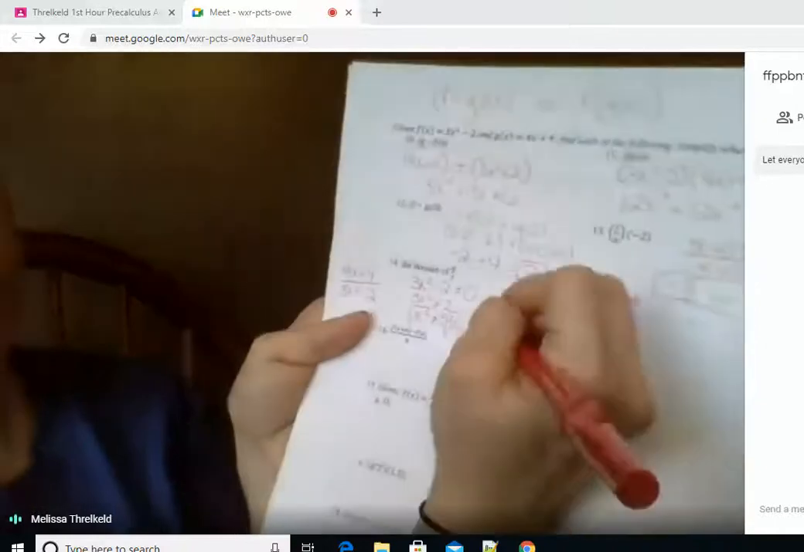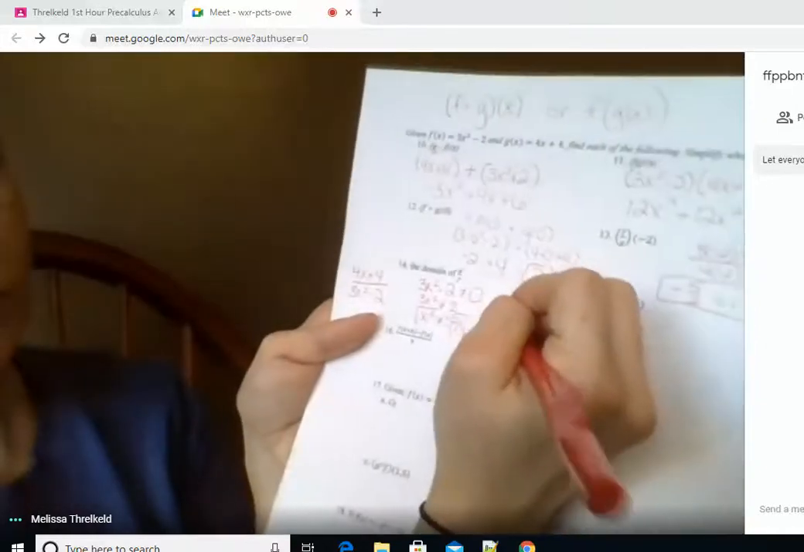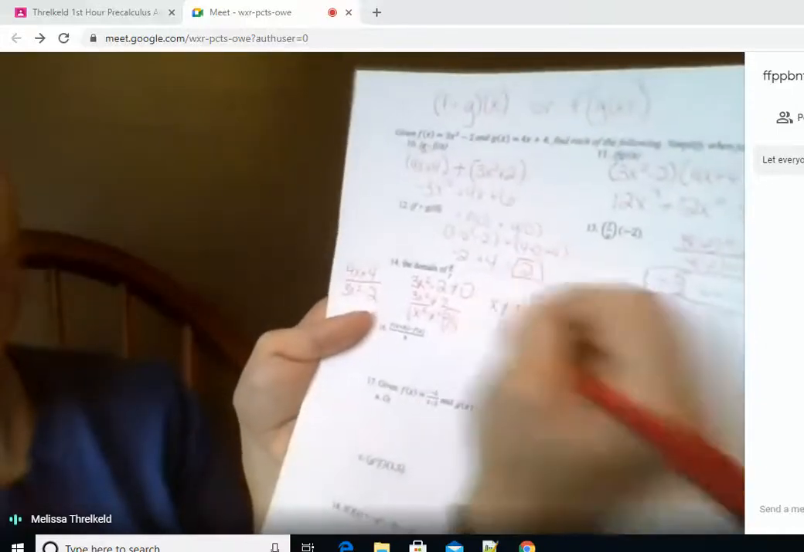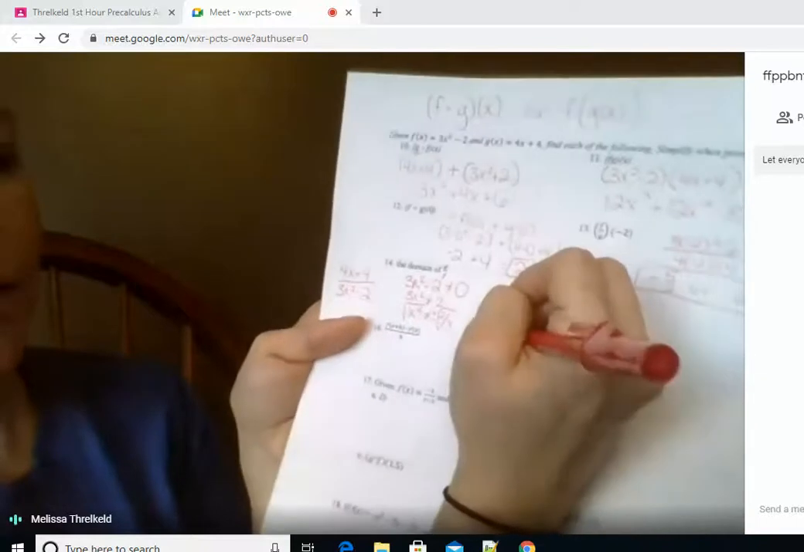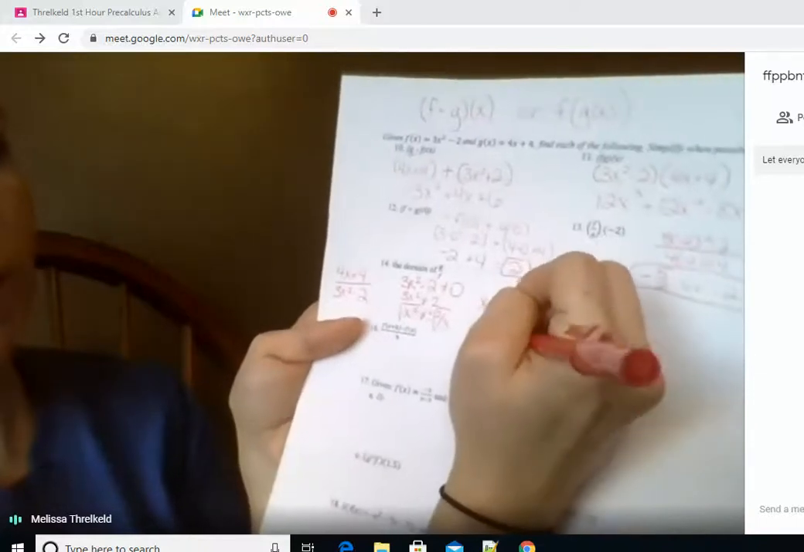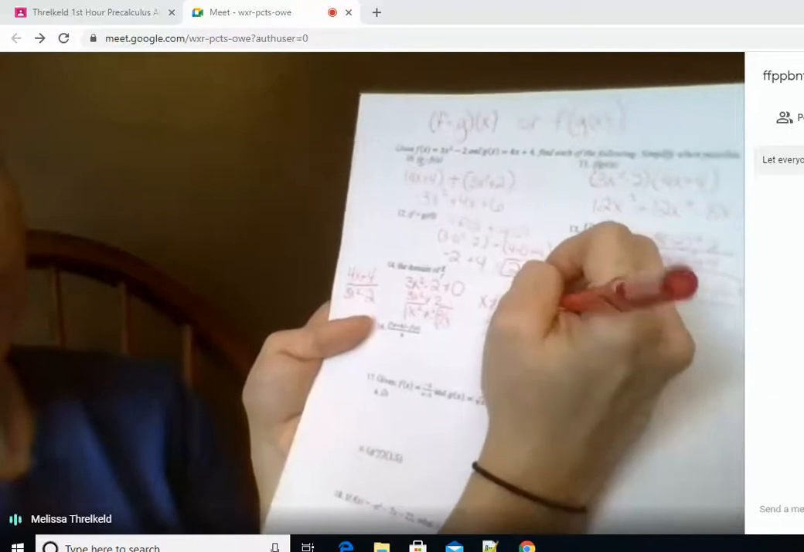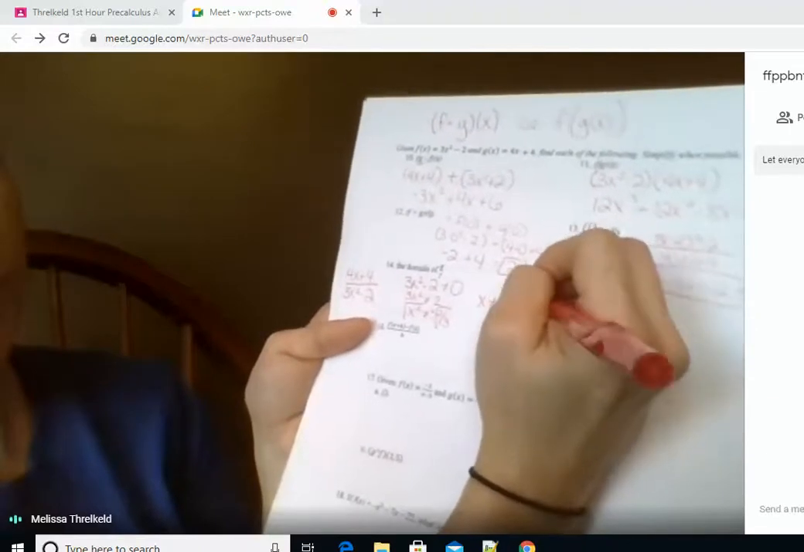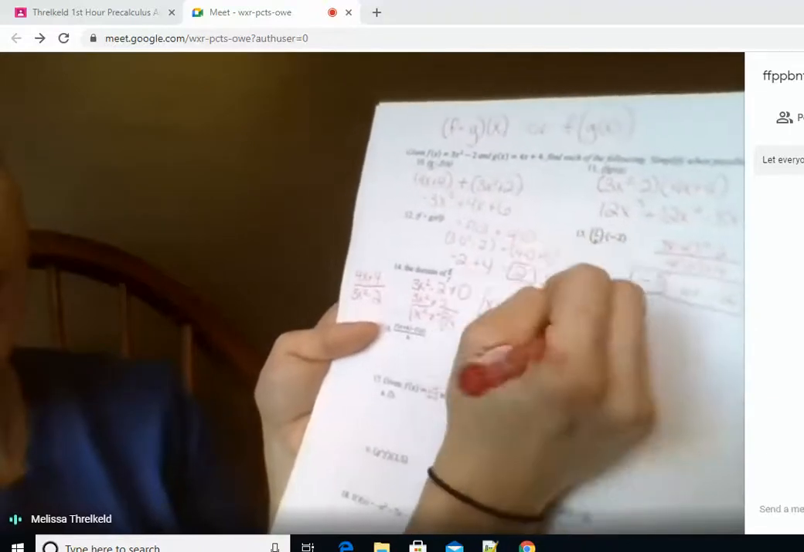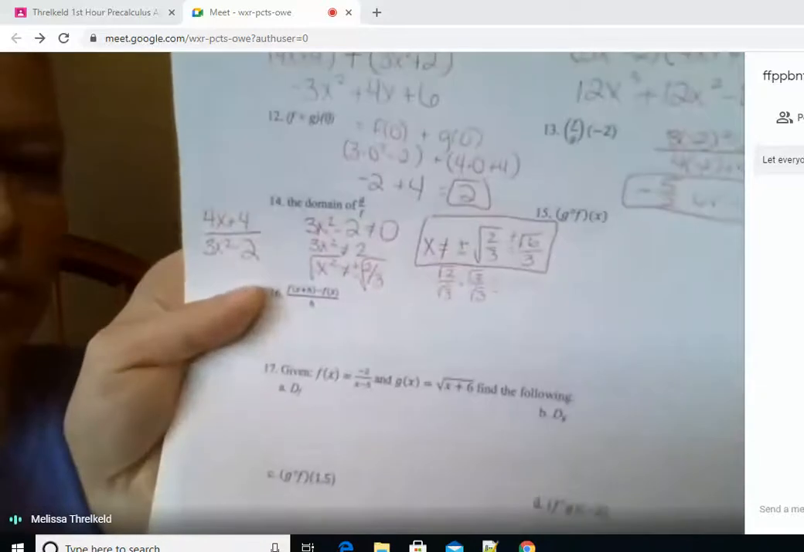If you look at my answer key, I rewrote that. This is like radical 2 over radical 3. So I got the radical off the bottom, multiplied by radical 3 on top and bottom. So that gives you radical 6 over 3. So on my answer key, I said x cannot equal plus and minus radical 6 over 3.